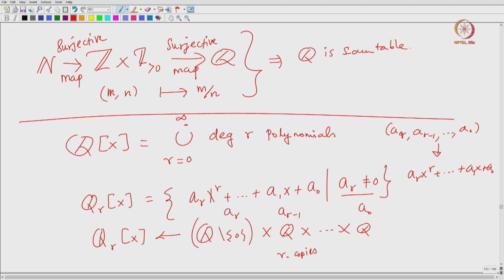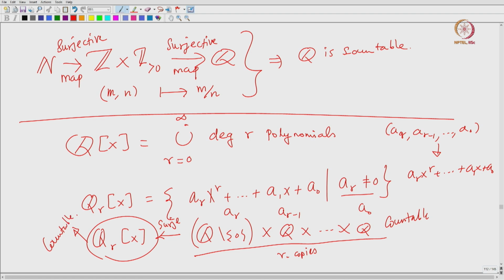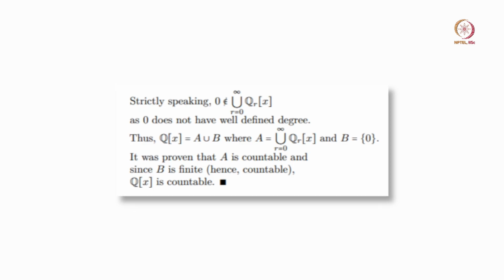And since this map is surjective, that would imply that this is countable, because a finite product of countable sets is countable. So, this is countable, and that would imply that Q_r[x] is countable, and that would imply that this union is countable. Okay. So, that is where you can prove Q[x] is countable.